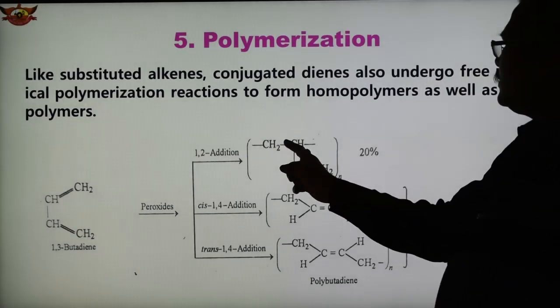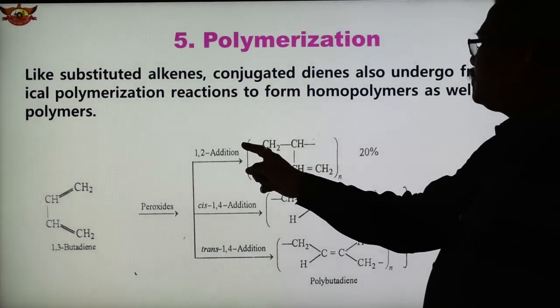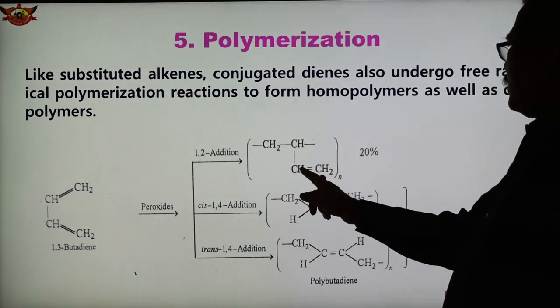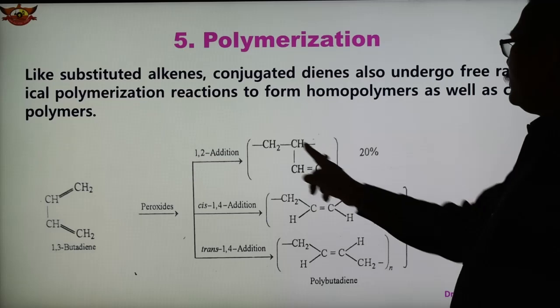So in this case this bond gets broken and here the chain is formed, undergoing polymerization. This group is as it is CH2. This group is repeated n times.